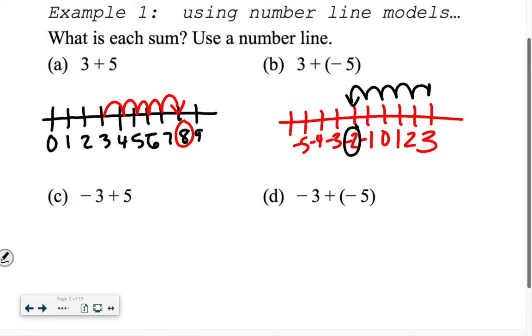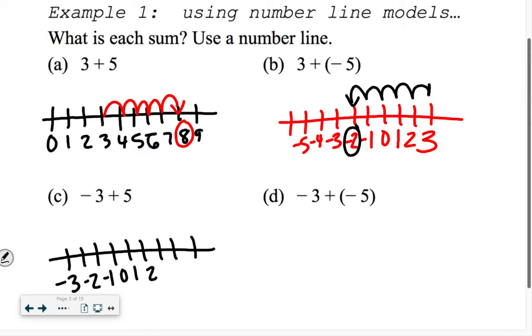Number line here again. So negative 3, 0, 1, 2, 3, 4. We're starting at negative 3. We're adding, so that's going to the right. Now we're not adding a negative, so we're going to keep facing right. We're going to go 5 times. 1, 2, 3, 4, 5. Answer is positive 2.